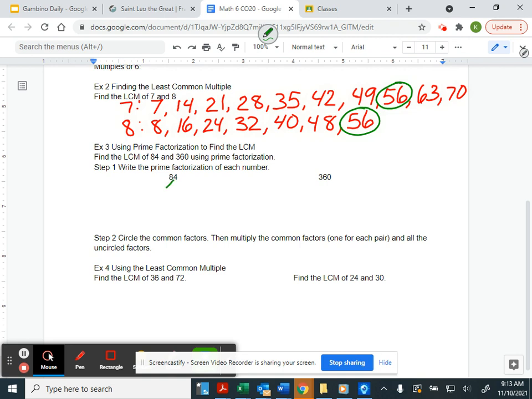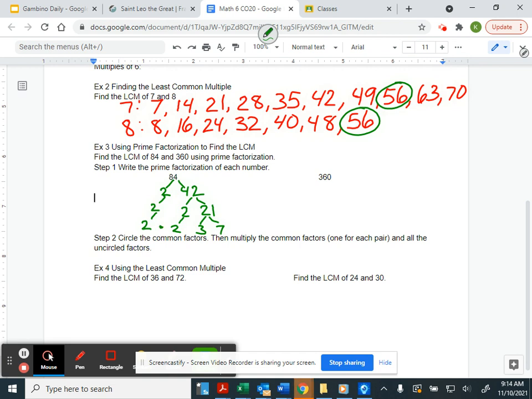So 84 is 2. 2 goes into 8 4 times. 2 goes into 4 2 times. So 2 and 42. Okay, 2 is a prime, so I keep that down. Now I need to break up my 42. 2 can go in there again. 2 goes into 4 twice. 2 goes into 2 once. 2 is a prime. 21 can be broken up into 3 and 7.